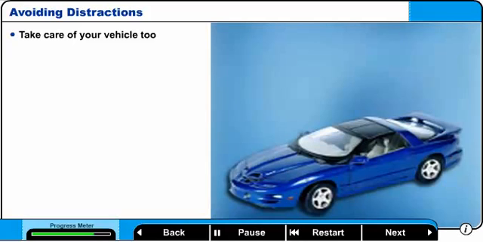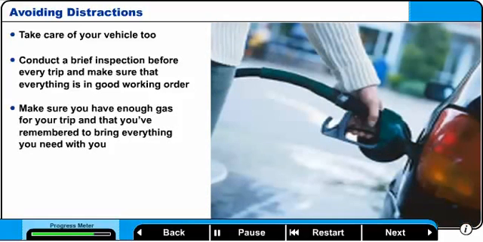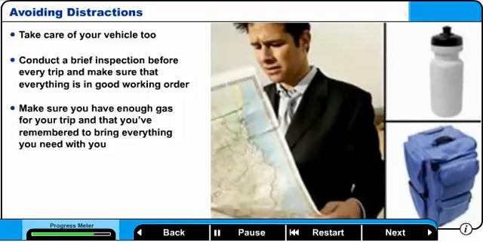Take care of your vehicle, too. Conduct a brief inspection before every trip and make sure that everything is in good working order. Make sure you have enough gas for your trip and that you've remembered to bring everything you need with you. Now that we've covered the basics of avoiding distraction, let's look at the specifics of avoiding external, psychomotor, and cognitive distractions on the road.